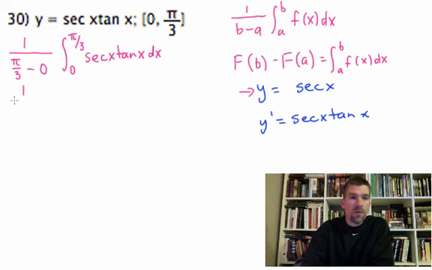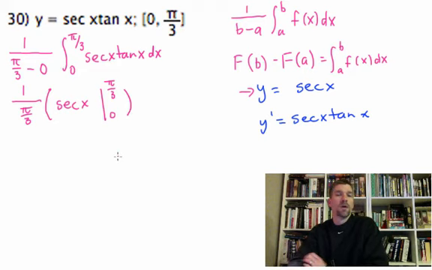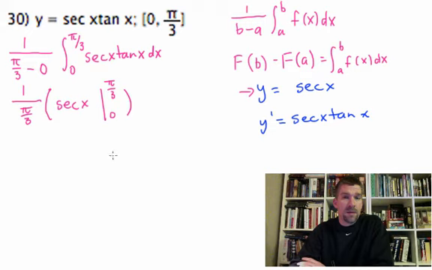So I've got 1 over pi over 3 times the secant of x evaluated from 0 to pi over 3. Now, a couple things on this one that are going to come in handy. Number one, don't forget what your fractions look like, okay? Fractions and how to do your fraction operations. For example, 1 over pi over 3 is the same thing as 3 over pi. When you divide by a fraction, you multiply by its reciprocal.